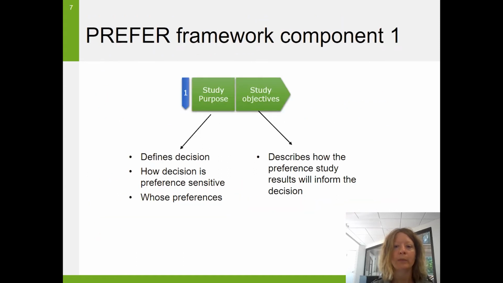For the Prefer Framework Component 1, going more into detail, the study purpose is comprised of 3 points, which I'll go into on the next slide. And then the study objective takes these points and helps the study team describe how the study will inform the decision that is to be made.